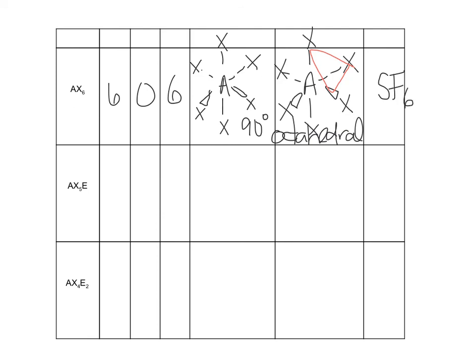So that shows the electron pair geometry and molecular geometry for those structures that have no lone pairs. The next video will show you how to fill in the rest of the table when we have lone pairs of electrons, also on the central atom.